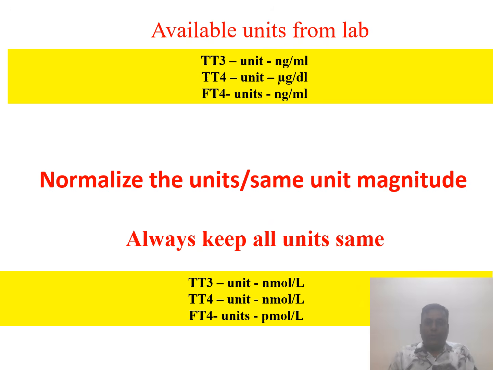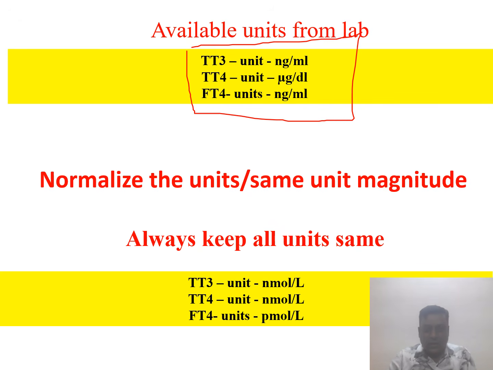Now, what are the available units we are getting? We need to see the available unit when we are getting any report. In the report, maximally these units are there: total T3 in ng per ml, total T4 in microgram per dl, and FT4 in nanogram per ml. Normalize here, the first step, how to read the report. In that, normalization of the unit or its magnitude is most important. So always keep all the units the same.